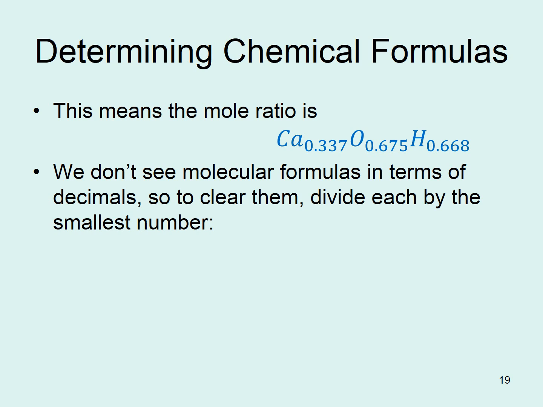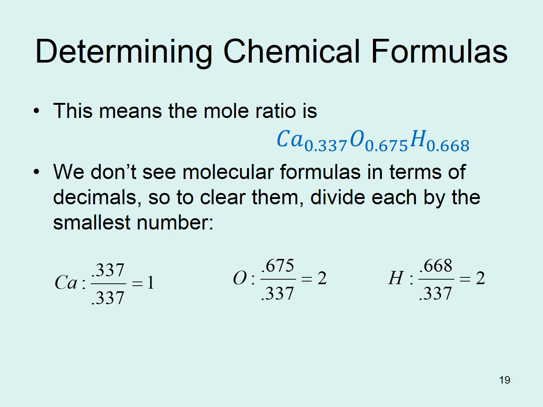Okay, so in this case, the 0.337 is the smallest. So you take each number. For calcium, 0.337 divided by 0.337 is 1. You're always going to get 1 for the smallest. And then you take the 0.675 divided by 0.337, and that gives you approximately 2. And then the 0.668 divided by 0.337 also gives you 2. So you can find the ratio by dividing by the smallest number, and that will give you whole number ratios.